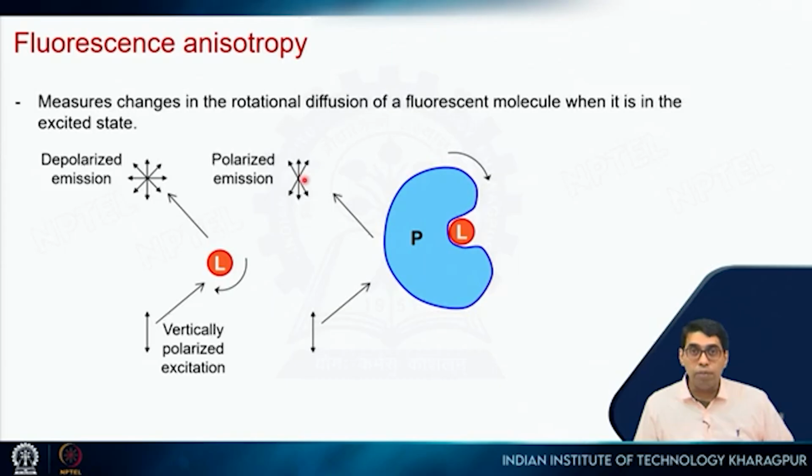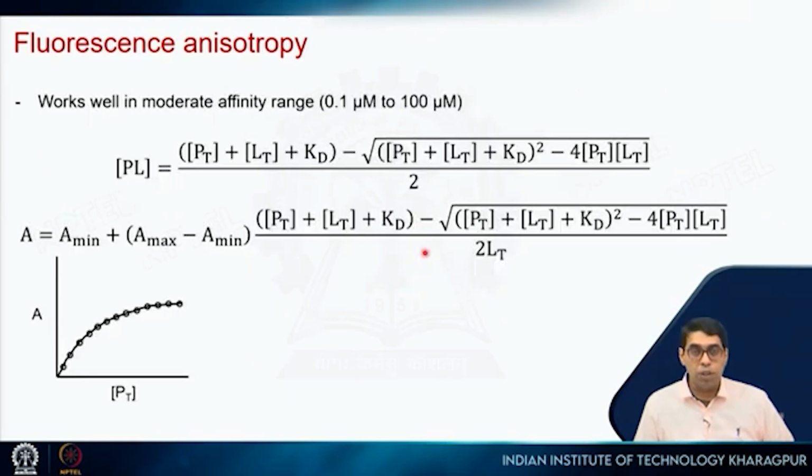And this degree of polarization or depolarization will depend on how much ligand is bound to the protein. So as you proceed with your titration, as more and more ligand binds, you will get more and more polarized light compared to this, right? So we can measure the amount of change between this depolarized versus this polarized light and get an estimate of how much ligand is bound to the protein.